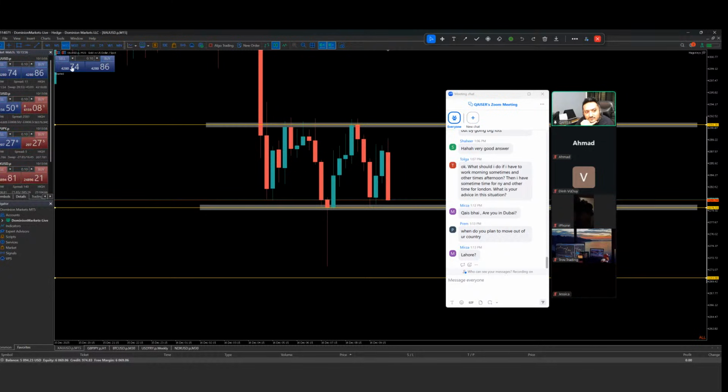Wow, it's pushing to the downside, man. I think if I wait, I might miss this move. Look at the size of the candle, man. Look at the size of the candle.